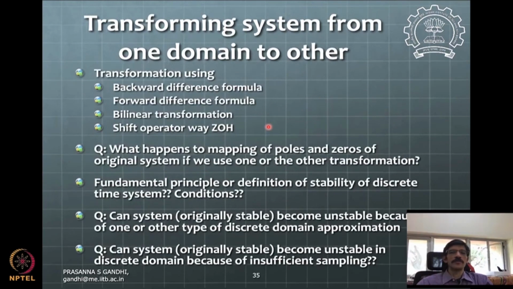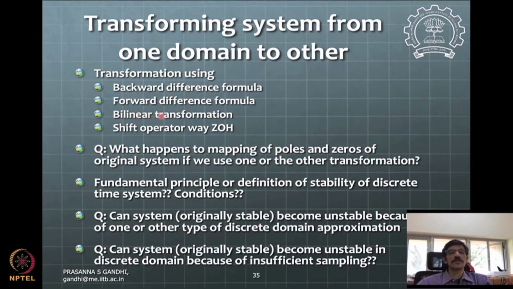So these are different ways to transform the system from one form to another. Say you want to transform a system to the discrete domain. One can use the backward difference formula or forward difference formula, which are applicable to the differential equation. The operator d by dx, or d by dt, will be approximated with backward or forward difference formulae, and you can get the discrete version of the system.